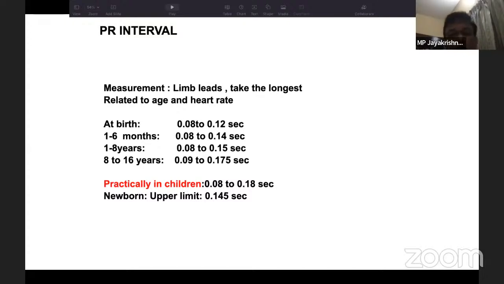And the upper value is not very easy to memorize, but practically you take it that for children, if it is more than 0.18 second, it is abnormal. For newborn, it's about 0.14, I have written 0.145 seconds. So remember the lower limit is 0.08 and upper limit is 0.18. And for newborn alone, you remember this 0.14 value. As you know, in adults, we generally take 0.2 second as the upper limit of normal.